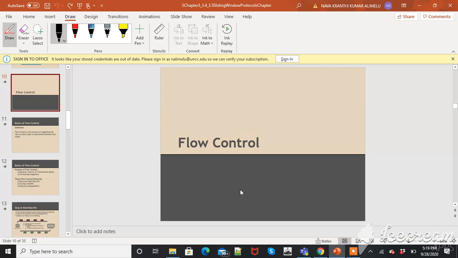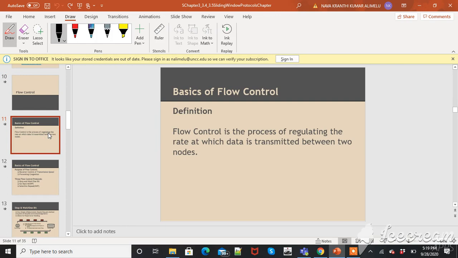Now I am going to discuss the topic flow control. The basic definition of flow control is the process of regulating the rate at which data is transmitted between two nodes, the sender and the receiver.